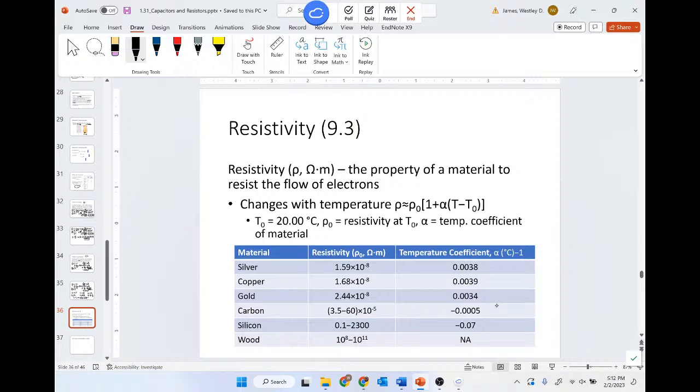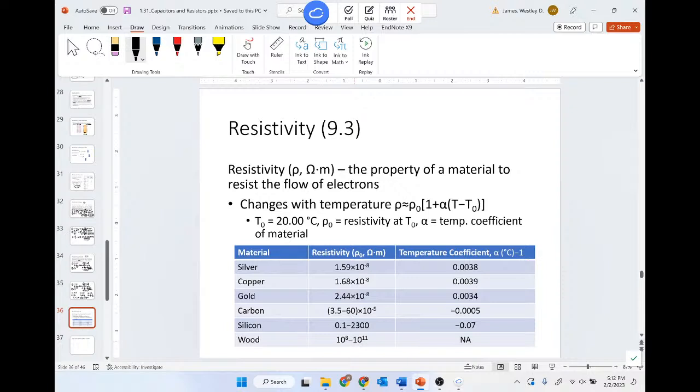The good news is you don't need these written down. In a problem, if I tell you you have a copper resistor, I will say resistivity of copper is 1.68. I'm going to warn you that every now and then, instead of 1.68, sometimes it'll be 1.7, sometimes it'll be 1.72. Long story short, you do not need to have these written down.